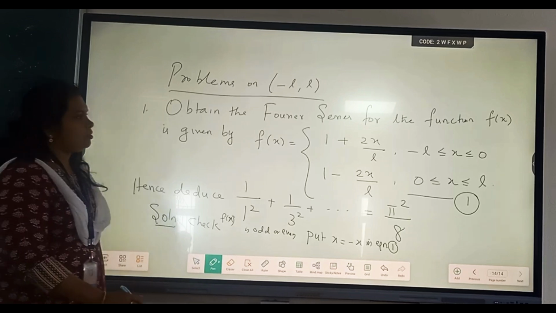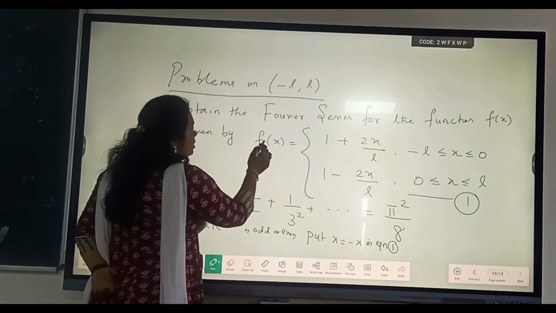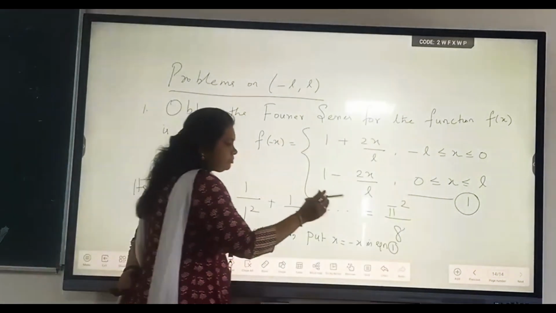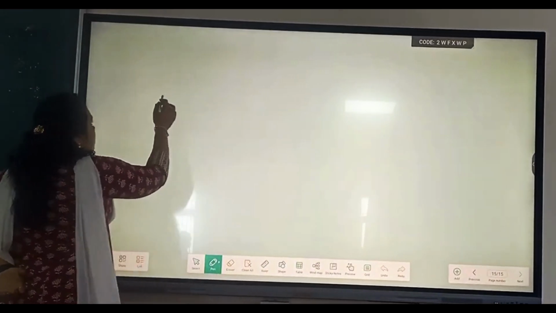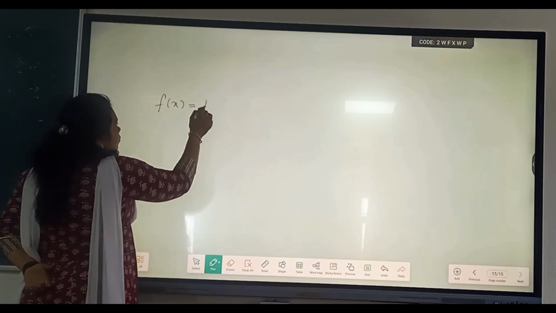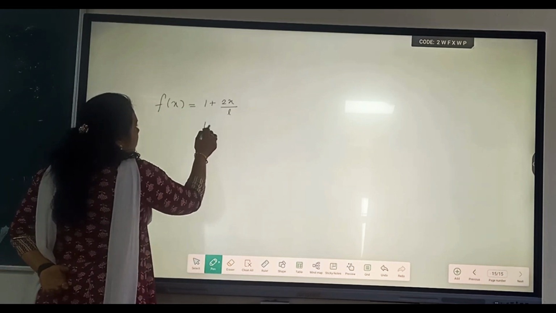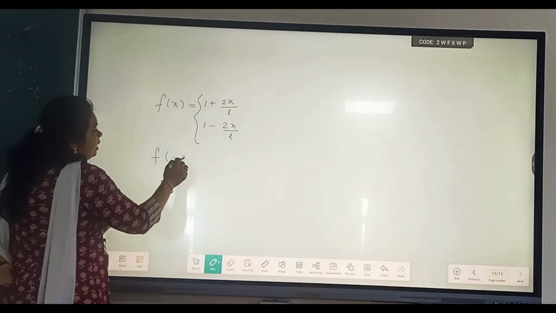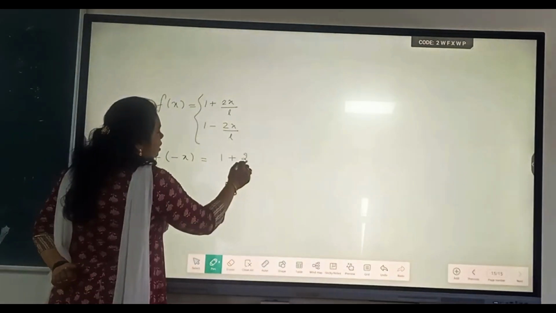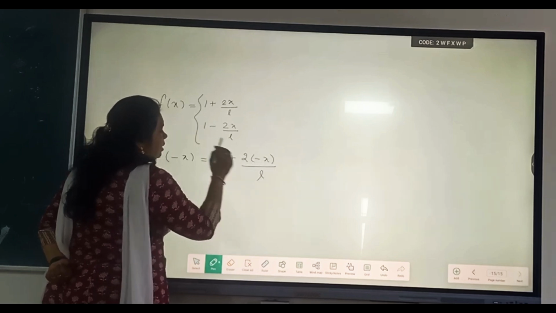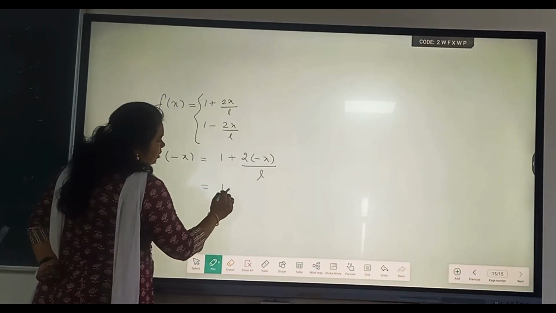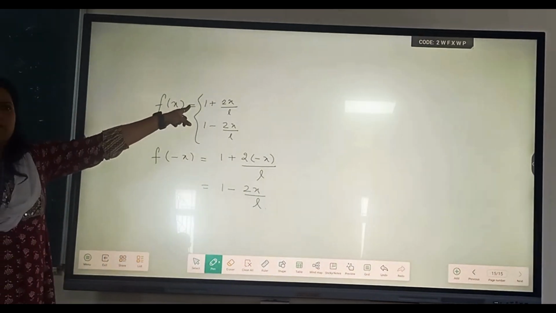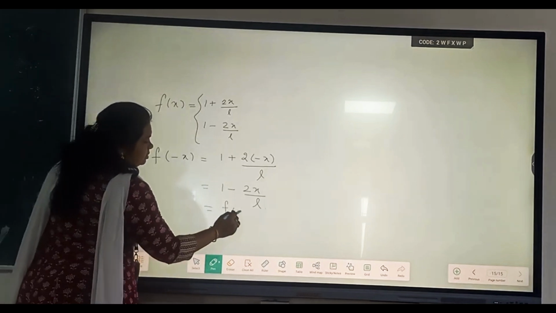So what do you get? In this you have to substitute minus x. So f of x is equal to 1 plus 2x by L, 1 minus 2x by L is given, is it? So you substitute x equal to minus x. So 1 plus 2 into minus x divided by L. So what are you getting once again? 1 minus 2x by L, which is already in the function. So this is equal to f of x.